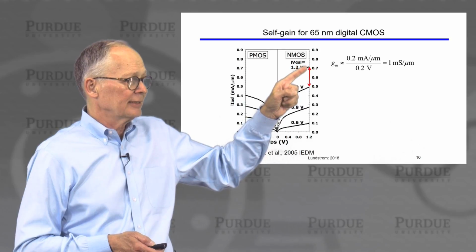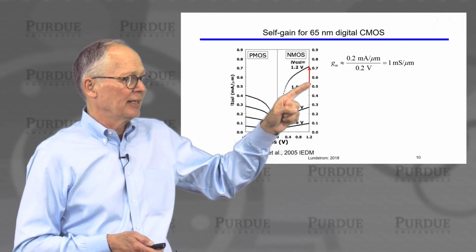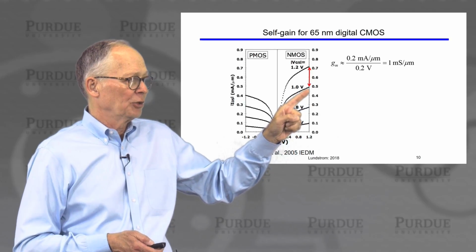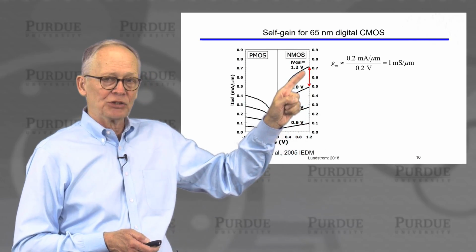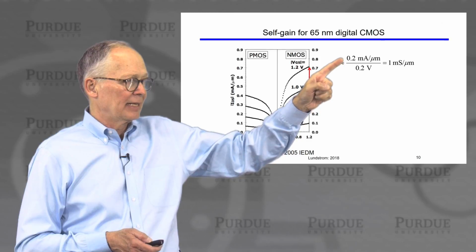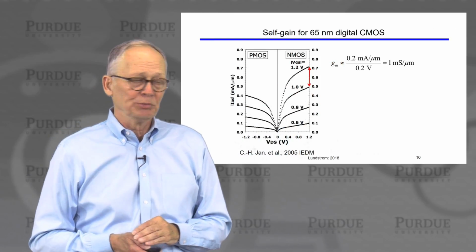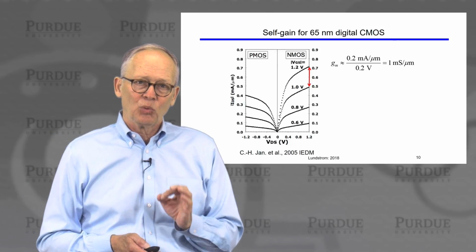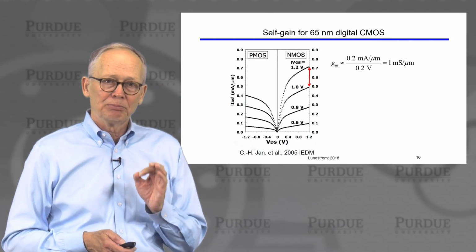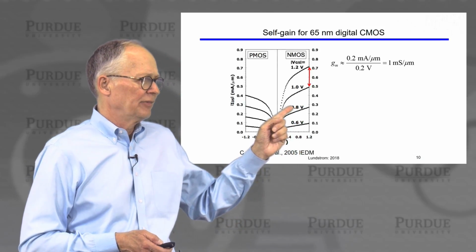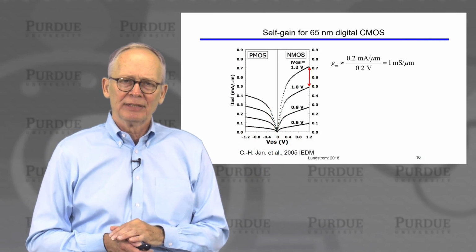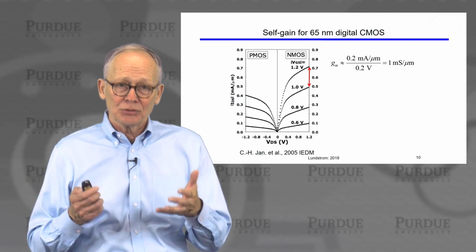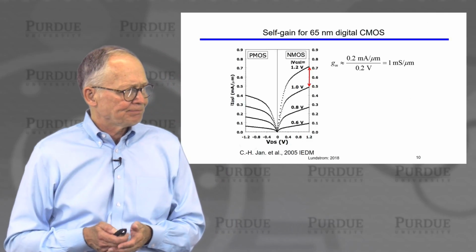Well, the transconductance, we take the change in drain current for a change in gate voltage. So here between 1 volt and 1.2 volts on the gate, I get an increase in the drain current of 0.2 milliamps. I just divide the two, and I get a transconductance of 1 millisiemens per micrometer of width. So everything is usually quoted per micrometer. If I made a transistor that was twice as wide, I'd get a transconductance that's 2 millisiemens, right?